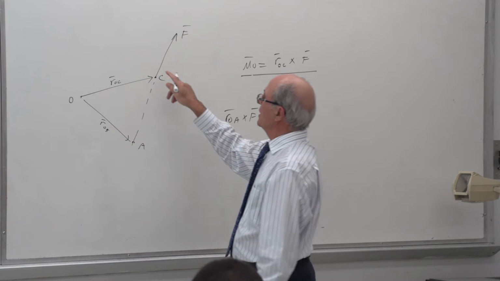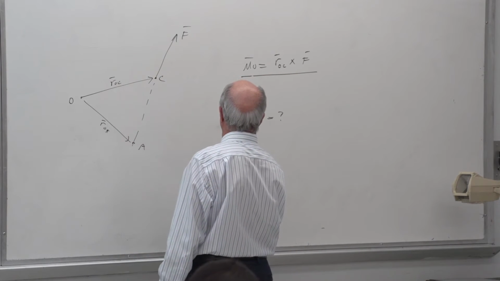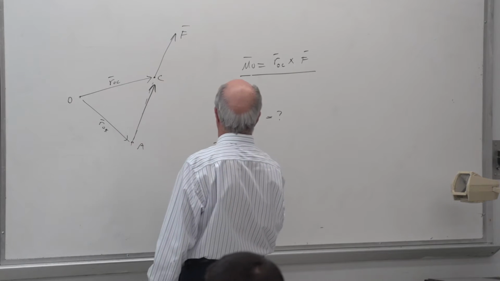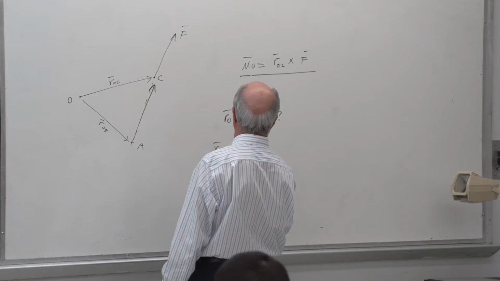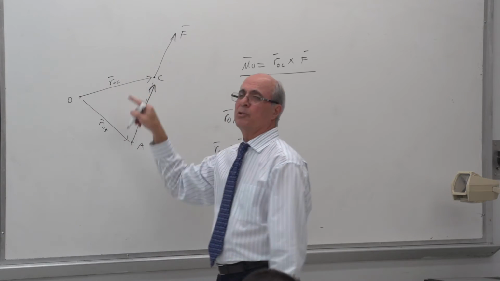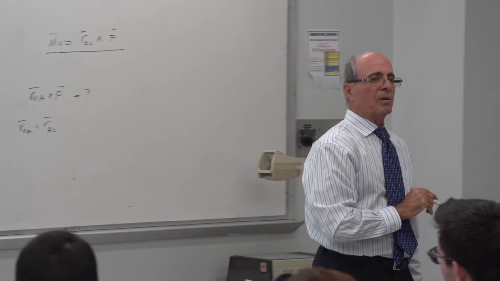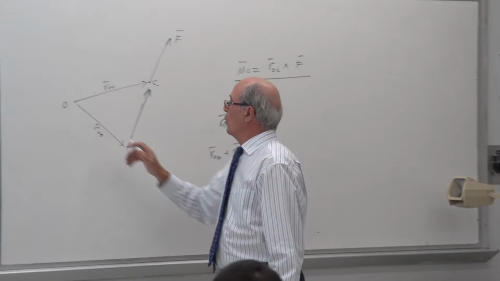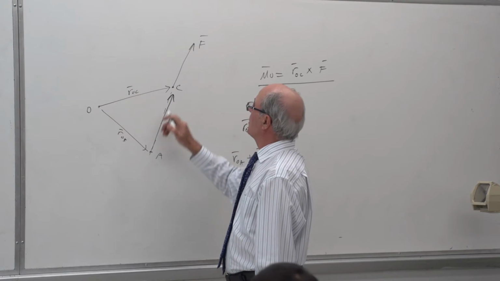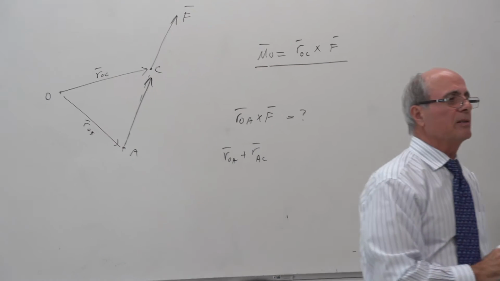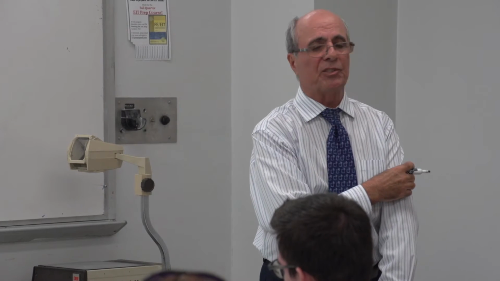Notice in this triangle, I can write ROA plus RAC equal to, remember the rule of triangle? Yes? Toe, head, this plus that, lecture 1. This plus that equal to that. Is that correct or not? Triangle rule, correct? Adding two vectors together. That's why really we study that.